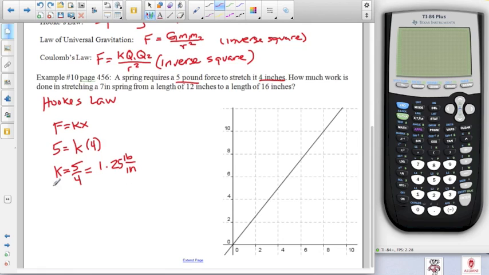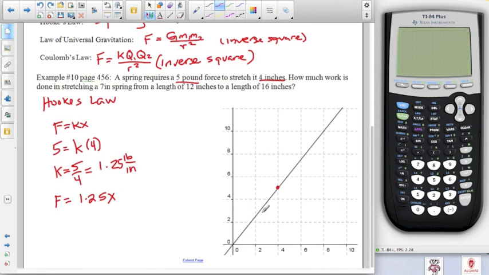So now that we know the spring constant k, we can now get the function. The function is 1.25x. And so once we have the function, it's just a matter of integrating it. So here's the function 1.25x. If we stretch it an inch, then we've put 1.25 pounds. If we stretch it 2 inches, we put 2.4 pounds. If we stretch it 4 inches, we put 5 pounds. So here is that point that allowed us to get 1.25.